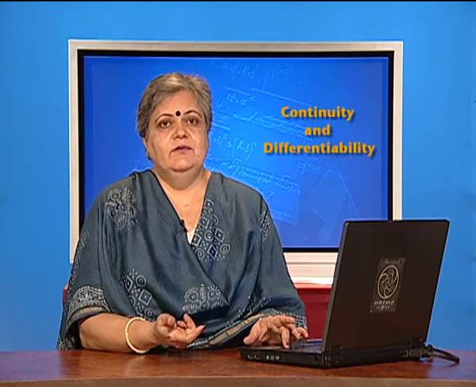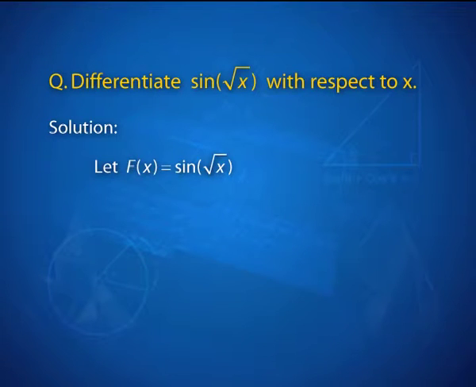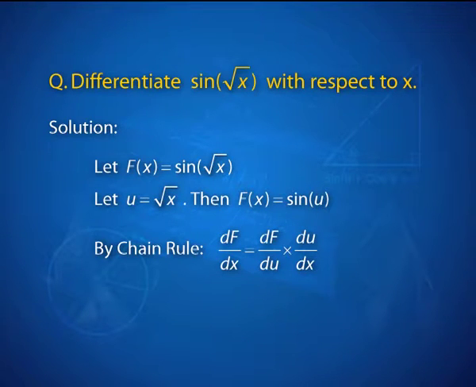So, to find the derivative, we definitely need the chain rule. Our function, let us call it capital F, is sine of root x, and let us take the inner function, in this case the second function root x, to be u. Then f of x is nothing but sine of u, and therefore, by chain rule, df by dx is the derivative of f with respect to u into the derivative of u with respect to x.